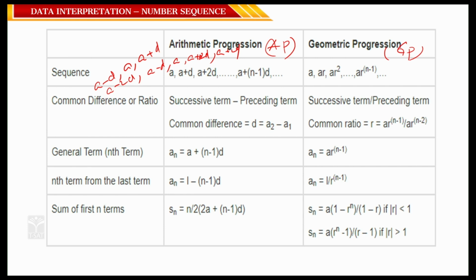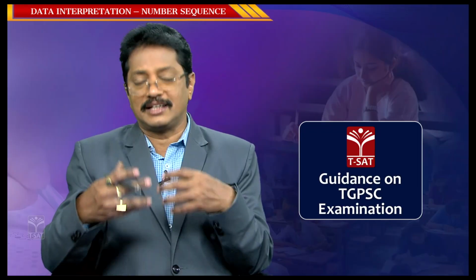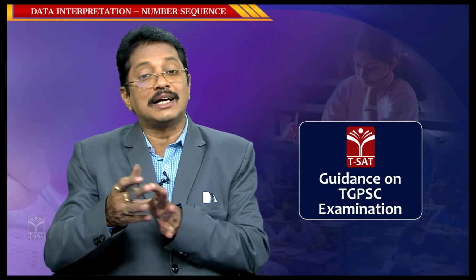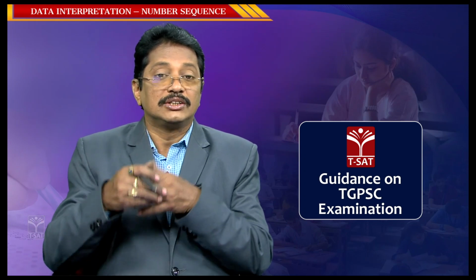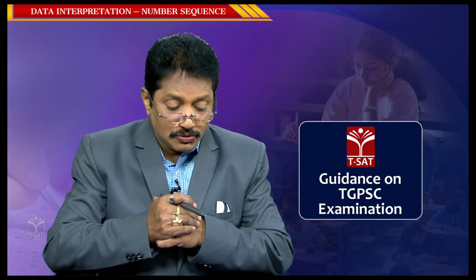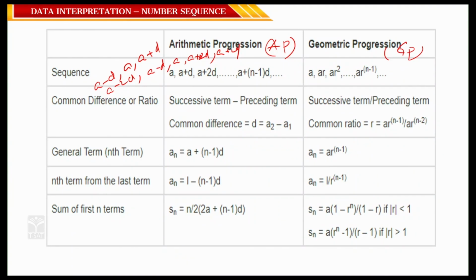If, for example, you want to generate A by R, A, AR, that is a geometric progression. Now, the common difference. Here, the difference between any two consecutive, successive numbers in the arithmetic progression is called the common difference. That means A2 minus A1 gives D, or An minus An minus 1 gives D. Is it clear? That is the common difference.